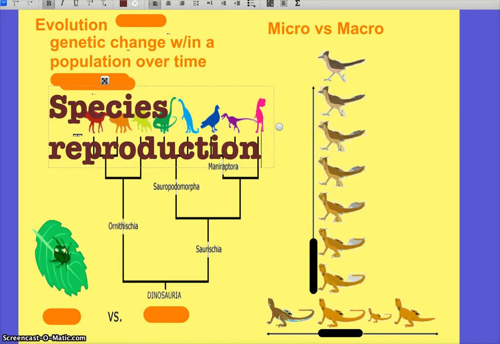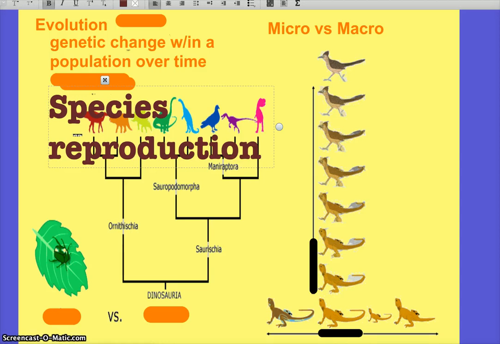Micro explains the specific species as it evolves, whereas macro is how the species are connected and how they evolve. So use the diagram to explain to me how one is micro and one is macro. Horizontal or vertical? So the vertical is macro because you're going from one species into another, which a lot of scientists believe happened, but we can't prove that.